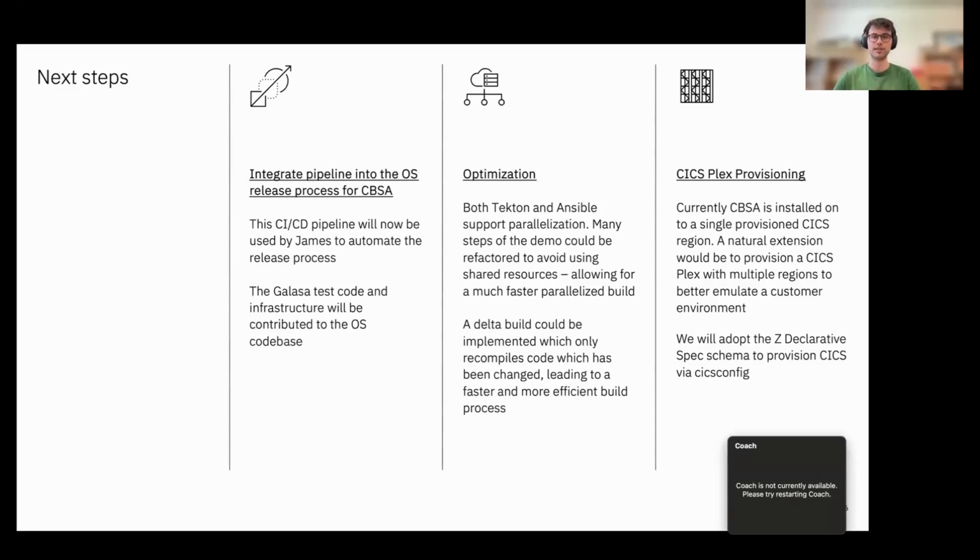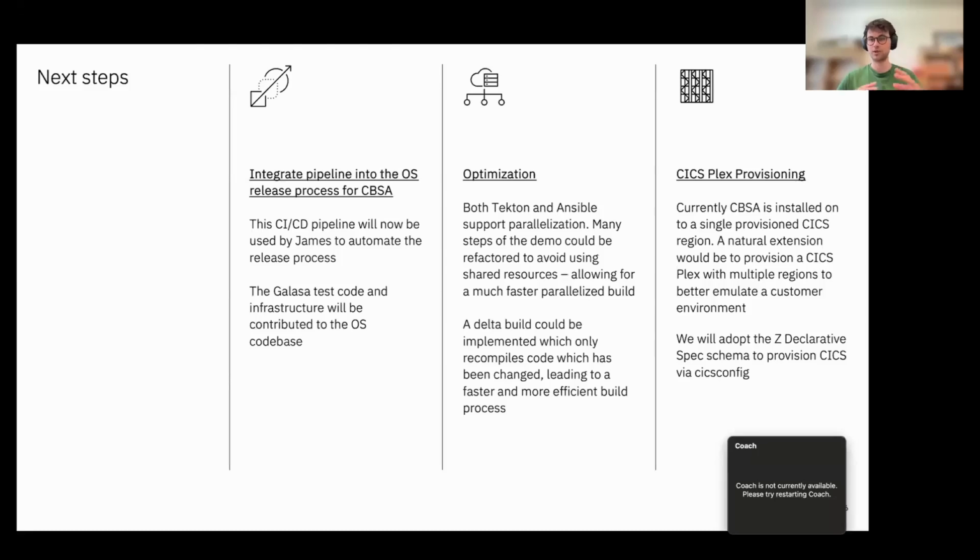A few things on optimization. There's a few steps here that could be done in parallel, and doing so is quite easy using Tekton and Ansible. So we will be investigating that. And lastly, there are a few directions that we thought that we could go for next steps for this pipeline based on what other teams are working on in CICS.